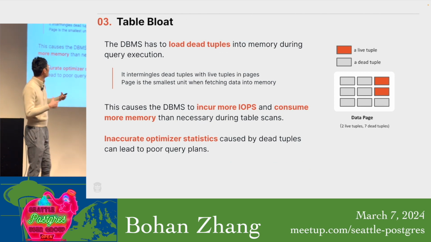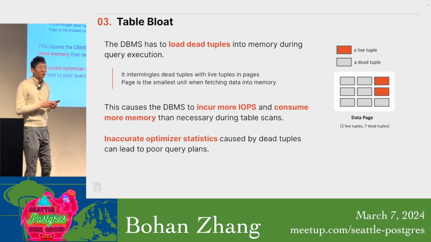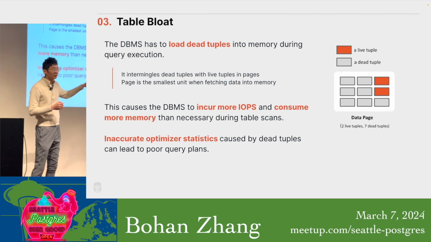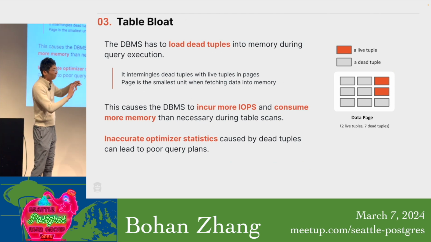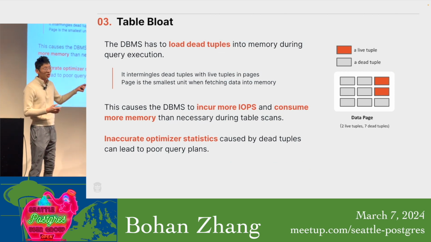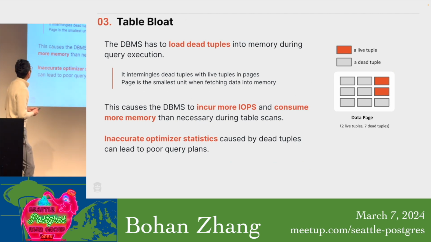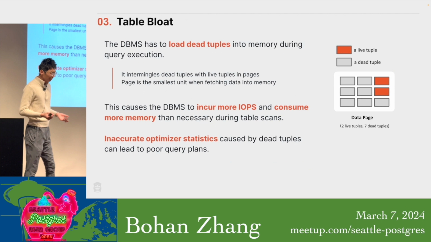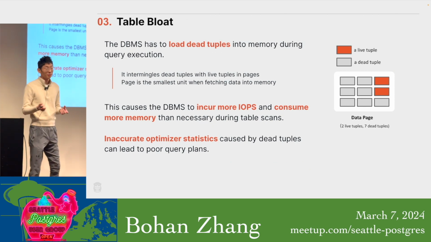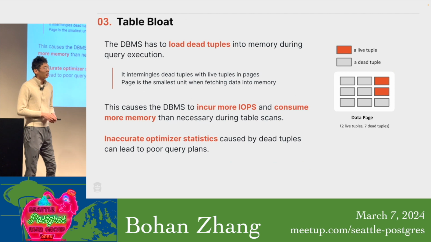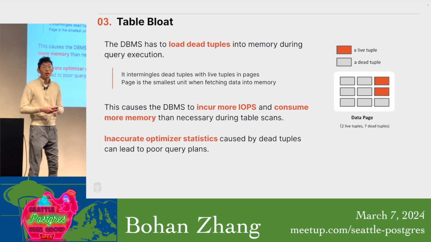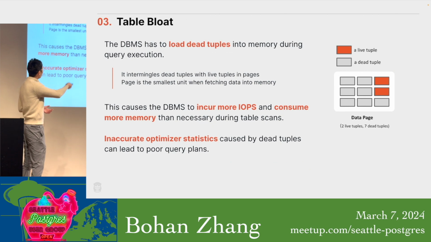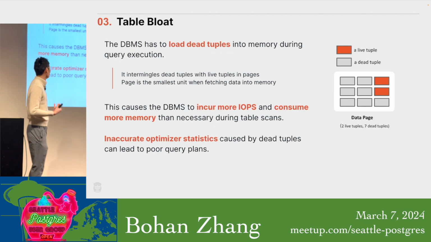However, the database page is the smallest unit in fetching data into memory. So in order to read those 2 dead tuples, we need to read all the tuples on the page into memory, which means it also needs to read 7 additional dead tuples into memory. So this means you need to fetch more data than necessary into memory. It can increase your read IOs, causes the database to incur more IOs during the read, and consume more memory than necessary during those steps.